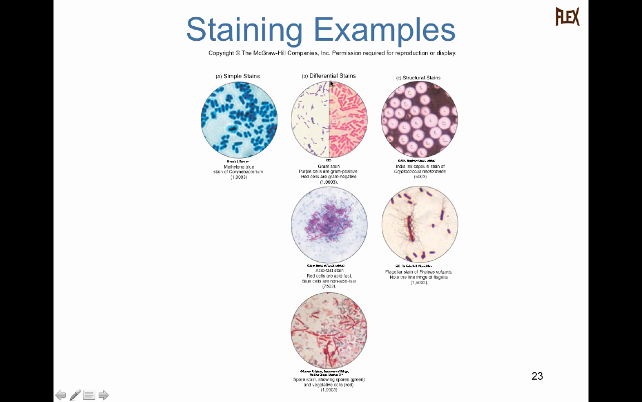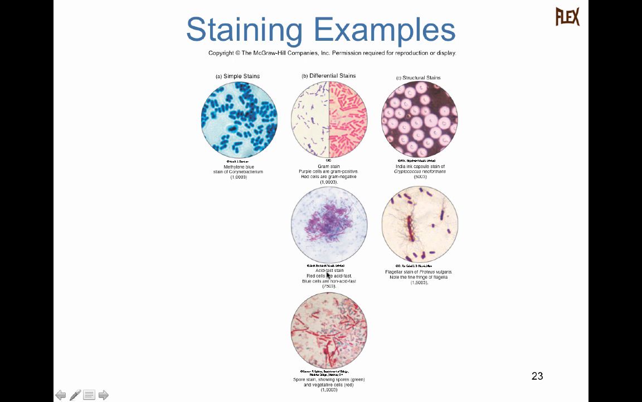Now, if you wanted to differentiate between E. coli and staph bacteria, you could set up a gram stain. So a gram stain would stain E. coli cells pink and staph bacteria purple. Okay, so this is going to give you some information about the different types of bacteria that you have.